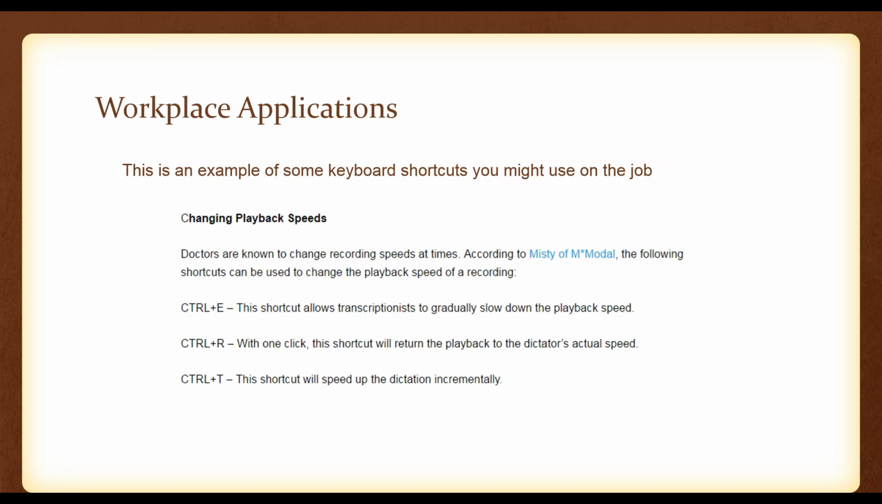I happened to just find this on the internet. It was a recommendation from somebody at M-Modal. And she was just saying how you can ramp up your production by just using these simple commands. Control plus E allows you to slow down the playback speed. Control plus R will get you back to regular speed, and Control plus T will speed it up.